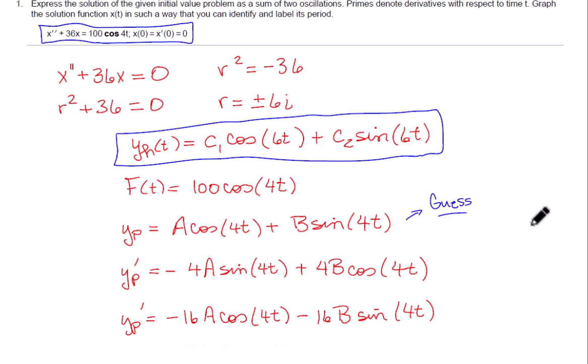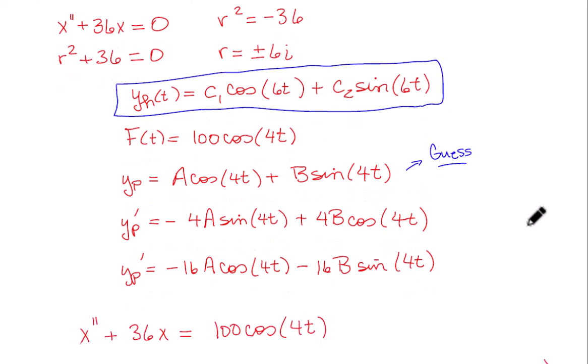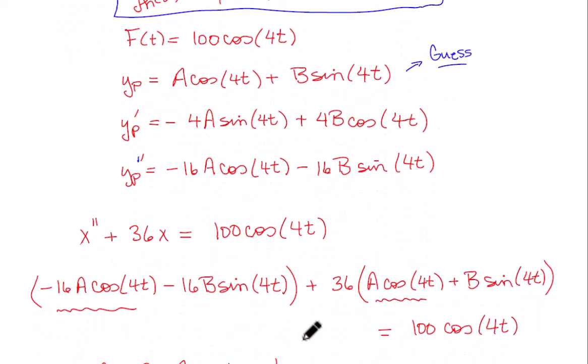I find y prime. I find y double prime, and so on. So here's y prime, here's y double prime. And so plug this into our problem. X double prime plus 36x has to equal that. All right, so matching the double prime, the x, and the right-hand side.